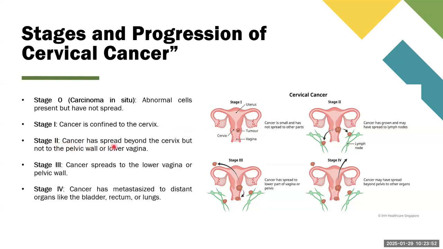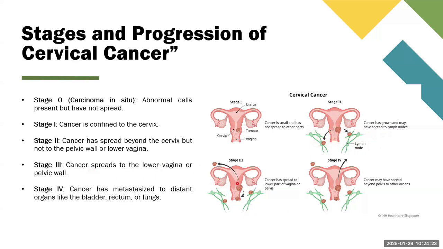In stage 2, cancer has spread beyond the cervix but not to the pelvic wall or lower vagina. Basically, it spreads to the nearest lymph nodes. This is the nearest lymph node, and this one is the lymph node. So in stage 2, the primary tumor is in the cervix, and it has mildly spread to the nearest lymph nodes that drain lymph from the reproductive tract.